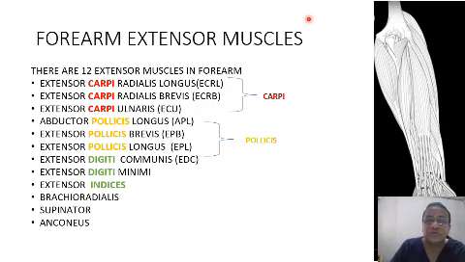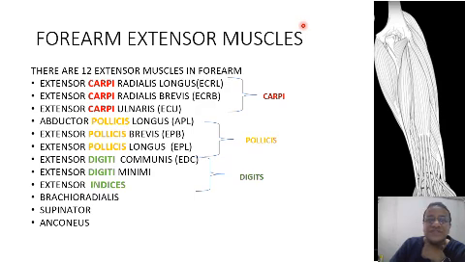Now we are going into the next muscle group, the digits. In this digit muscle group, there are also three muscles. They are extensor digitorum communis, extensor digiti minimi, and extensor indicis. So now we have three muscles in the extensor group of digits.